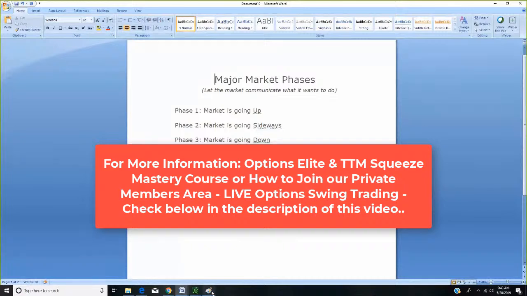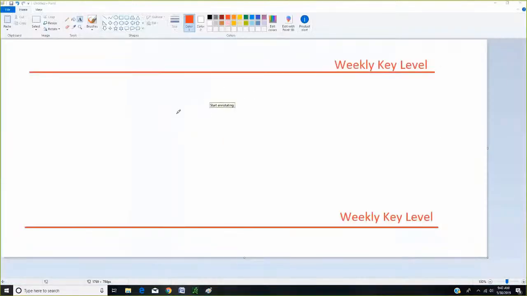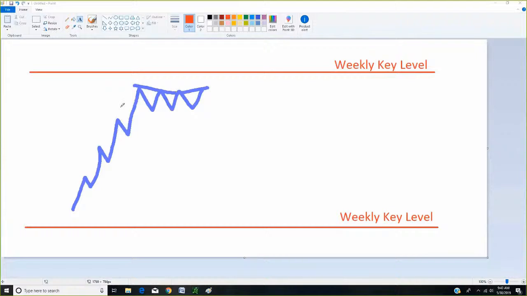So let's go back to our paint. So we had this uptrend, which we just talked about. We had this sideways consolidation, which we talked about. That's what the market is communicating. And then we're going to slip into a downtrend. The market is communicating that it wants to go down. That's the third phase. And what is our first clue that that's happening?